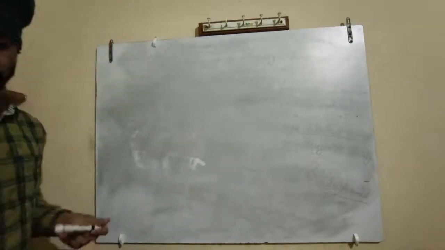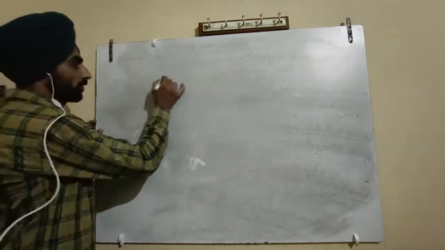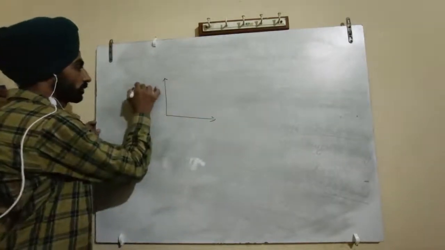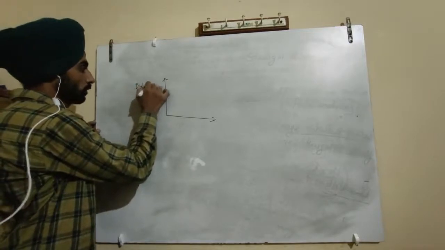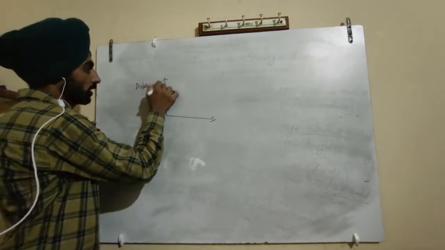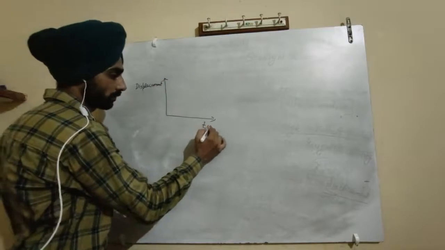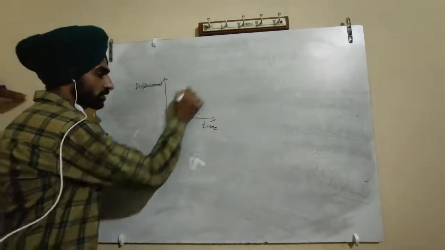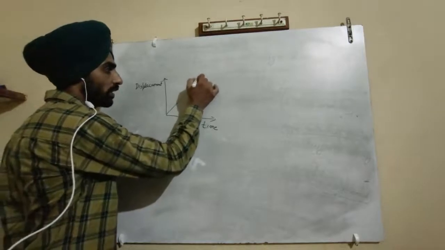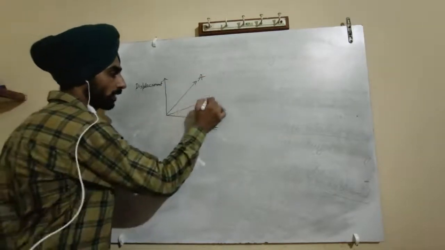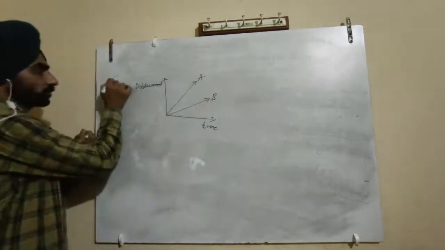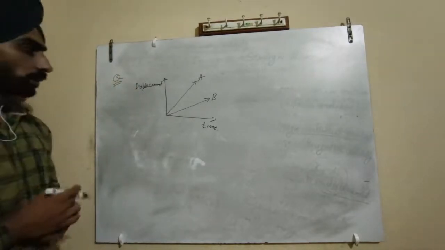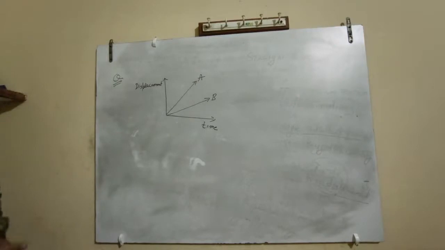So the second concept is, suppose you have been given a displacement time graph. Suppose they have given you a displacement time graph, and this is the slope of car A and this is the slope of car B. They will ask which car is moving faster. You have to tell which car is moving faster.